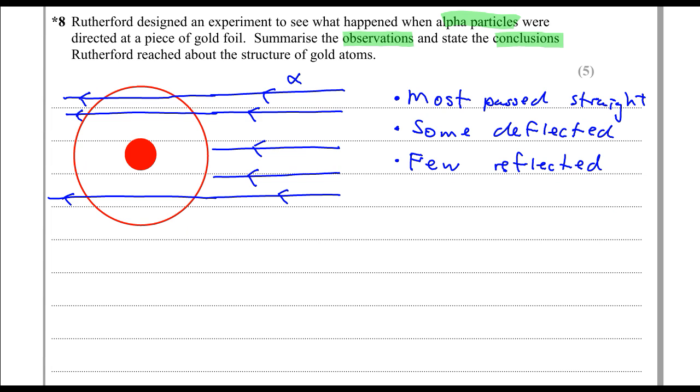And this gave a conclusion that the atom must be mostly empty space, because there is nothing in the paths of the alpha particles.